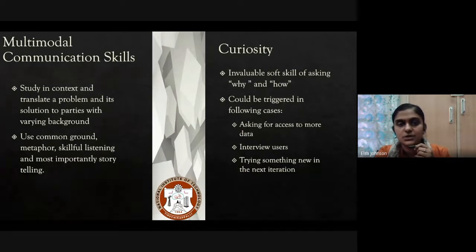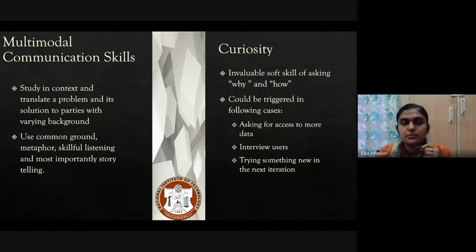Then multimodal skills. What is that? It is to study in context and translate a problem and its solution. And this problem and its result should be communicated across parties with varying backgrounds. So what it means is that in a company, there might be people from many different backgrounds. Your company might be a healthcare company, but you won't have only healthcare professionals. You'll have people from a management background. You'll have people from a technical background. So you should be able to communicate your ideas to all these people.